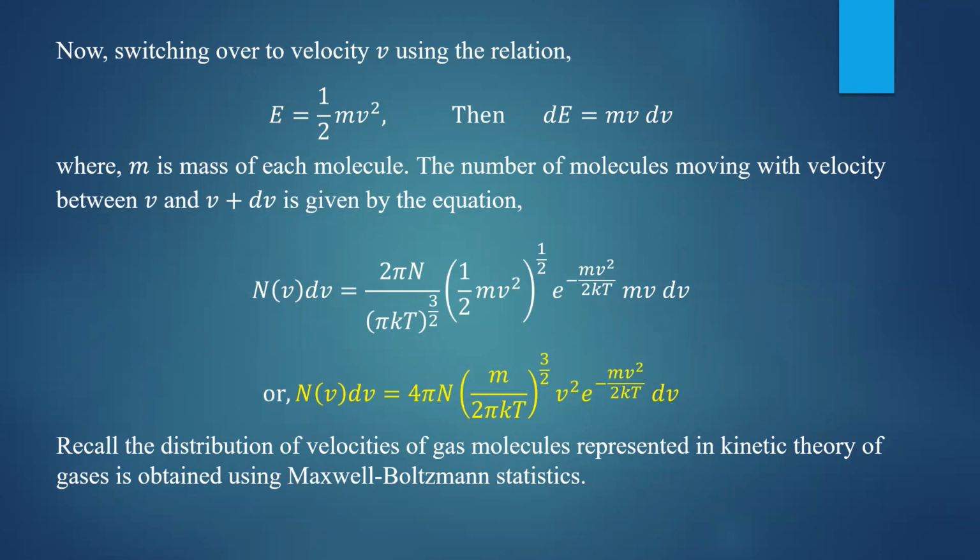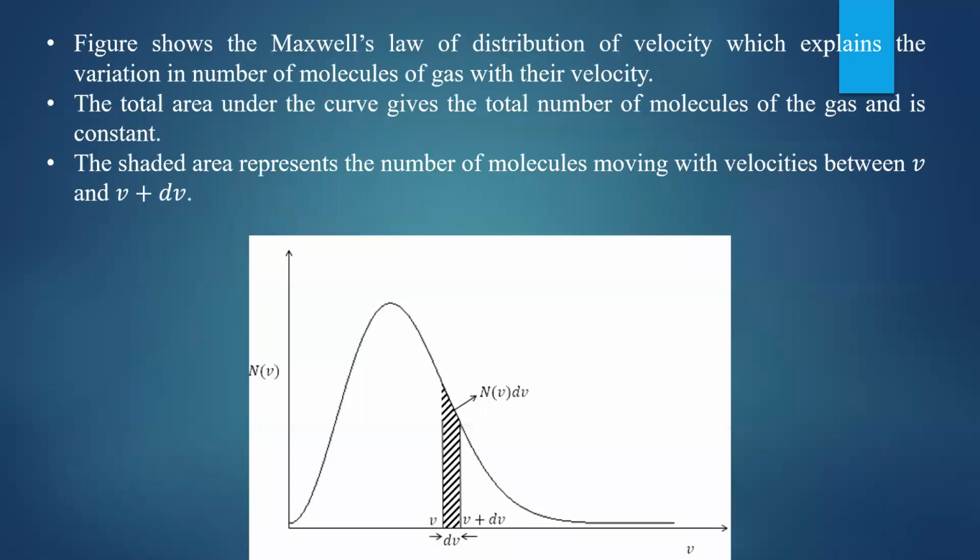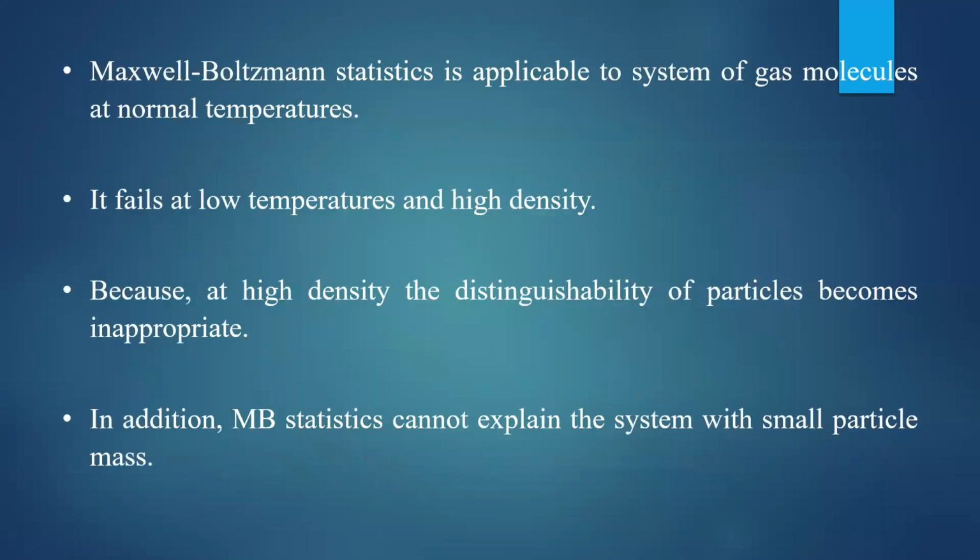Okay, so this formula is obtained using Maxwell-Boltzmann statistics. This is the application of Maxwell-Boltzmann statistics, and you can derive the expression for the number of particles having the velocity between v and v plus dv. So finally, you will take the limitations of this Maxwell-Boltzmann statistics at the end. So what are the limitations and what are the advantages?